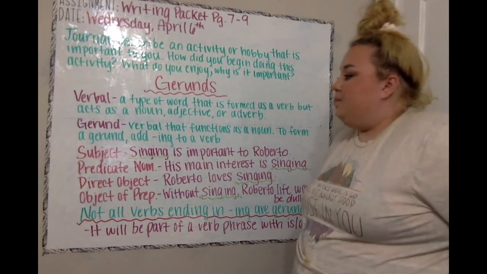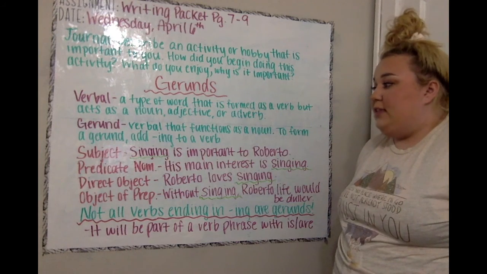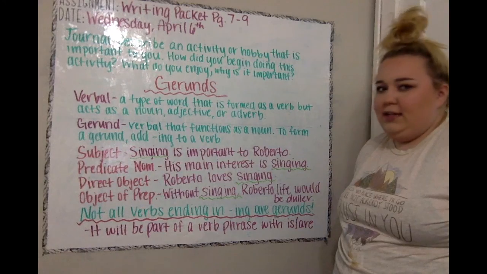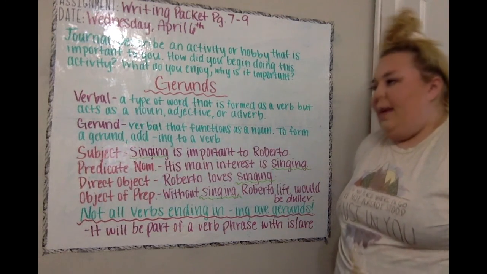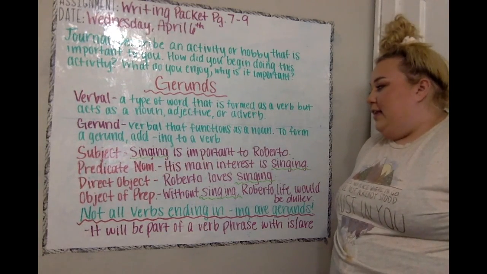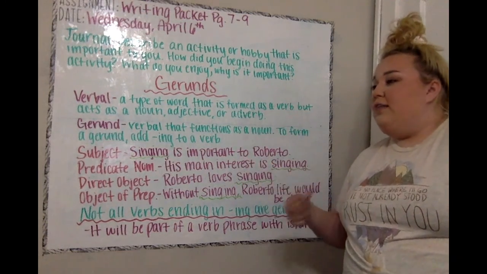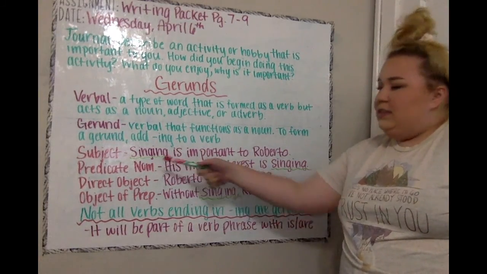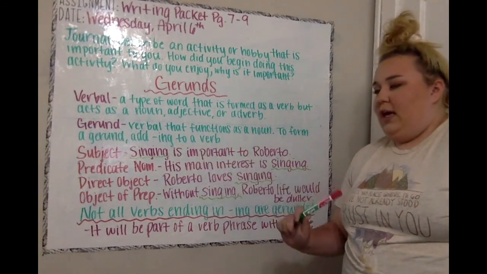There are 4 different ways that a gerund can work within a sentence. First of all, it can be the subject of a sentence. The subject of a sentence is what the sentence is talking about overall. In this first sentence, it says, singing is important to Robert. An easy way to tell what the subject is: what is important to Robert? Singing. That's the subject, because it's all talking about singing. What's important to Robert? Singing is.